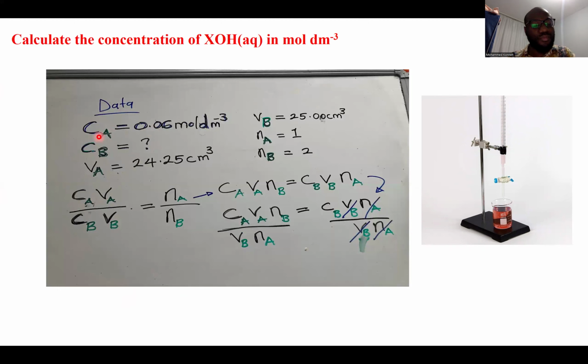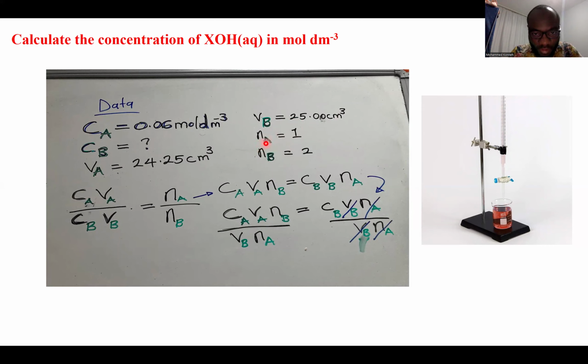Moving forward, the next question asks you to calculate the concentration of the base, KOH, in mole per dm3. So C here represents the concentration. We were given the concentration of the acid, which is 0.06 mole per dm3 earlier, and we are now asked to find the concentration of the base, which is the question mark here. The volume of acid is our average titre, 24.25 cm3, like I said, and the volume of the base is 24.00 cm3. This number was given to us from our previous problem.